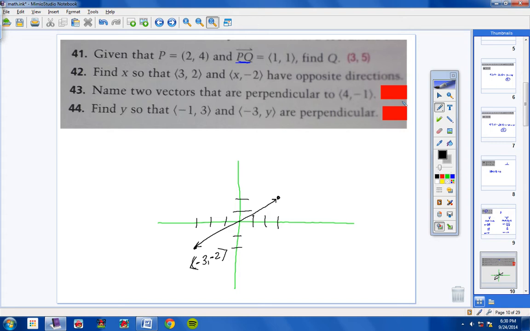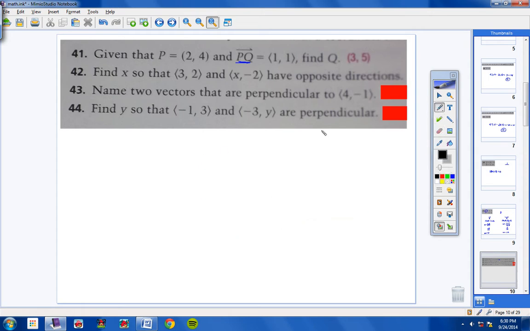Name two vectors that are perpendicular to 4, -1. Now, students, there's a lot of answers to this. I mean, there's tons. Here's your vector right here, 4, -1. Now I want you to find a vector that's perpendicular to this vector. Okay, no problem. Remember, if you take the dot product of two vectors and they're perpendicular, you get 0.